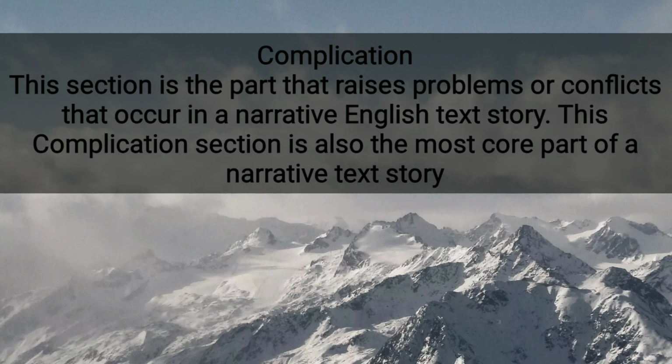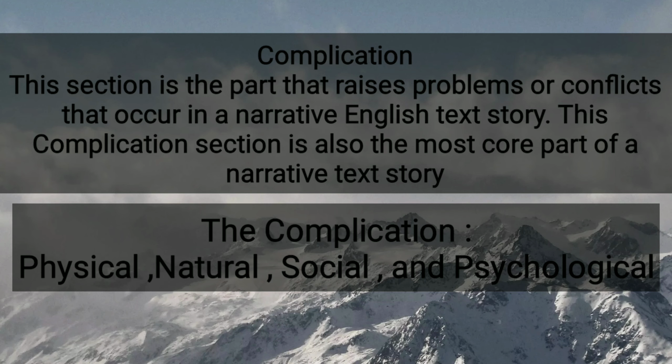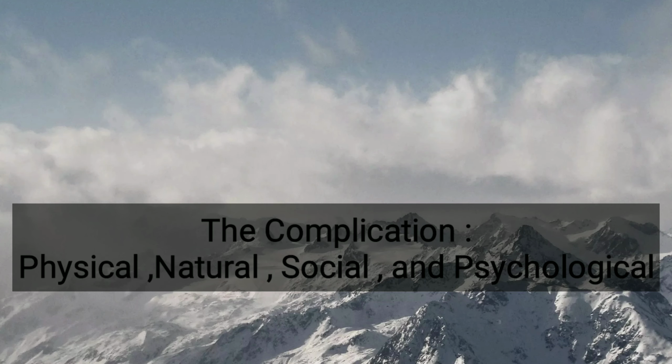For the complication, this section is the part that raises problems or conflicts that occur in a narrative English text story. This complication section is also the most core part of a narrative text story. The complication can be physical, natural, social, and psychological, of the main character and the other characters.